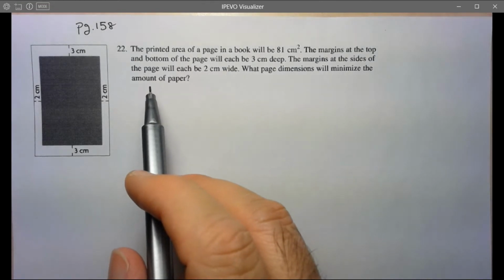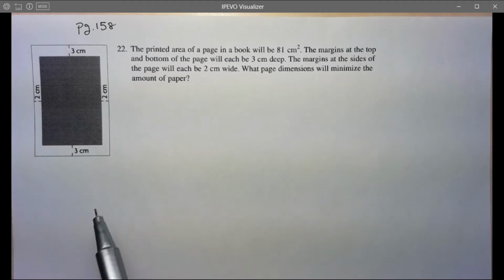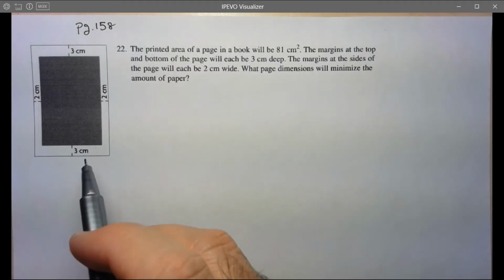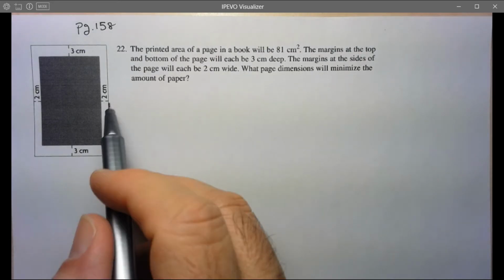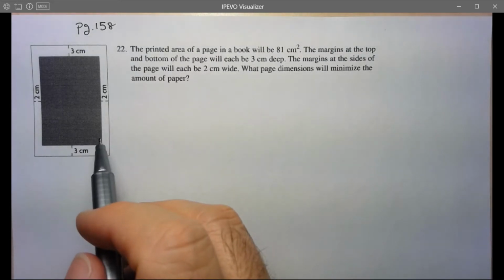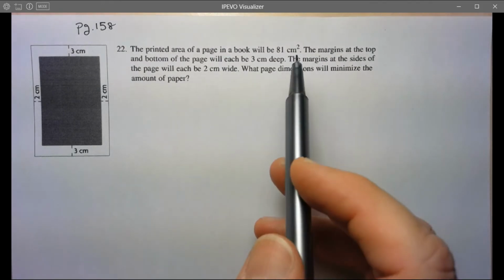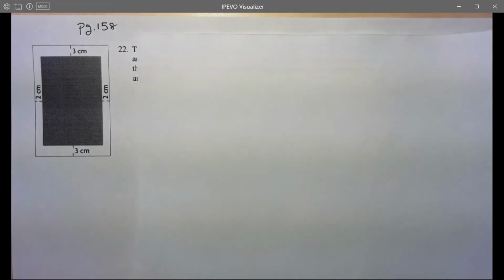Okay, so what we're trying to minimize here is going to be the area of the whole sheet of paper. And because of that, it probably would be tempting to call, say, this X and this Y, or this length and W, and use those as your variables. But I'm kind of foreseeing a bit of an issue, and it has to do with the information that they're giving us, this 81 centimeters squared. So I'm just going to draw a separate diagram here.